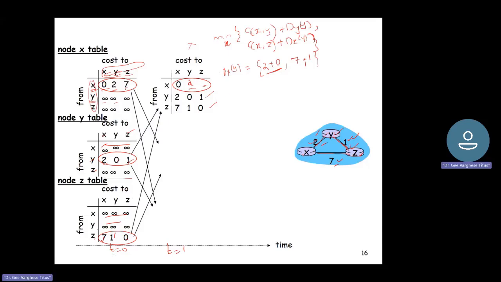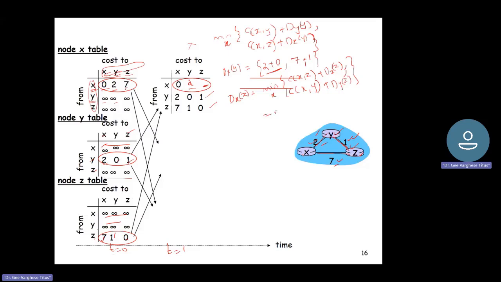Now you want to compute this one: the cost of sending your data from X to Z. Now it is the minimum across all the neighbors of X. If X wants to send something to Z, first you can go directly, so you send your data from X to Z plus the cost of sending your data from Z to Z. That is one route that you have. The second route is that X can send it to Y, and then Y can forward it from Y to Z.